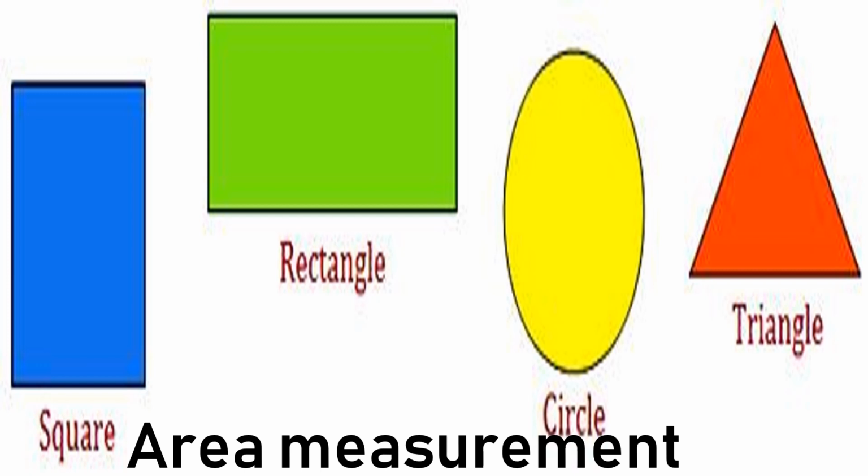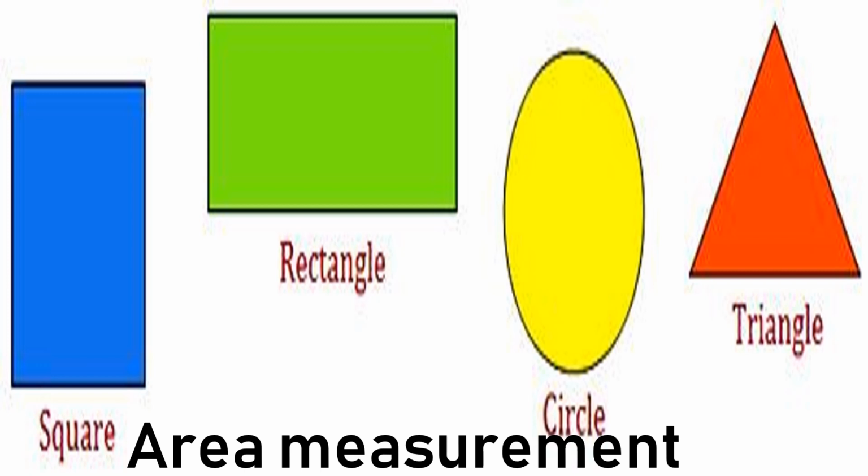Area is the surface of a simple closed region. These are all simple closed regions, children. There is a surface: blue color, green color, yellow color, and red color. These are all the surfaces, is it, children? So that surface is called the area.